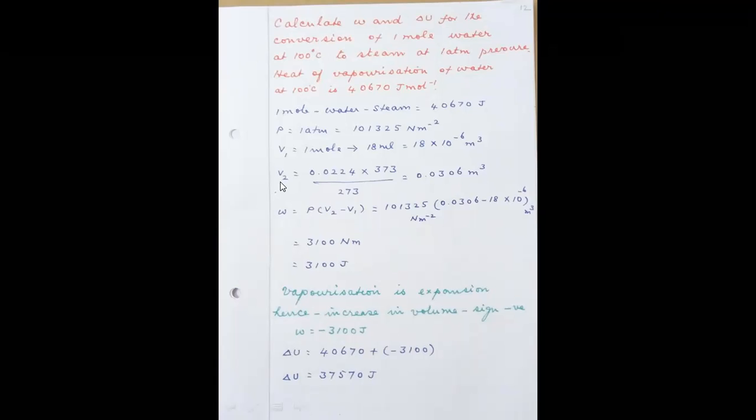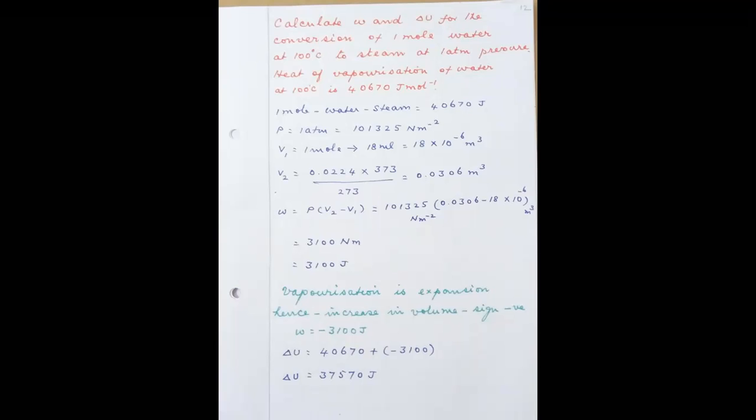Now, what is the volume V2? There is a volume change because when the liquid water is converted into vapor or steam, certainly there will be a volume change, and there will be an increase in the volume, because liquid water occupies a small space and gaseous water, water in vapor state, occupies more volume. So there is an increase in the volume.